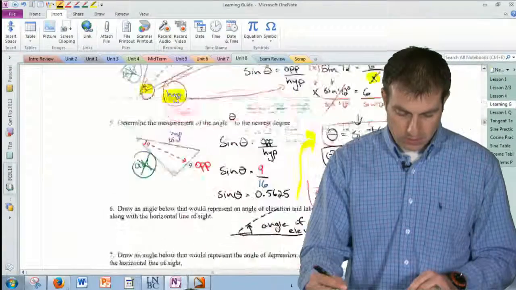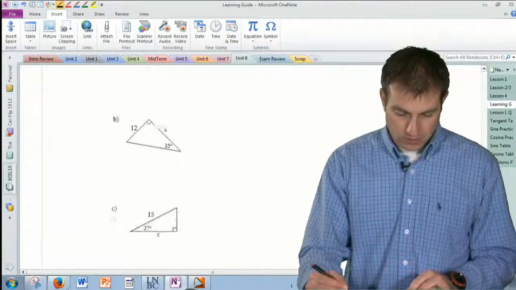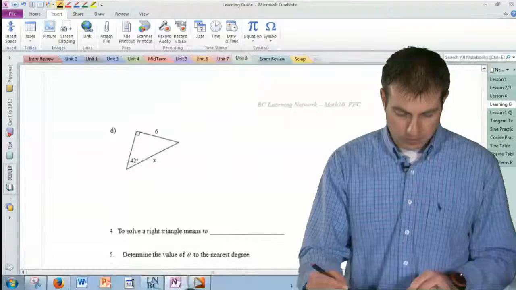X, 8, yes, it is identical. There you go. Those are all probably the same.